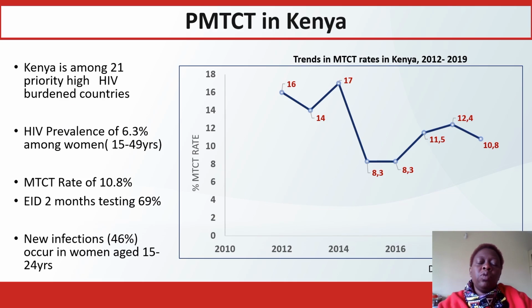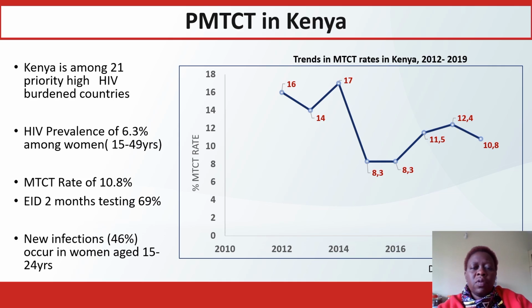Kenya is among the 21 priority high HIV burden countries targeted to ensure global epidemic control. We have an estimated 69,000 HIV-infected women in need of ART, whereby our current MTCT rate is at 10.8%, and this is still very high.